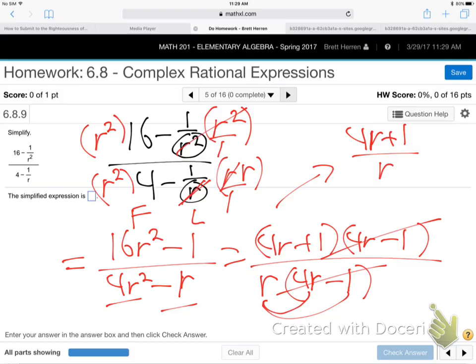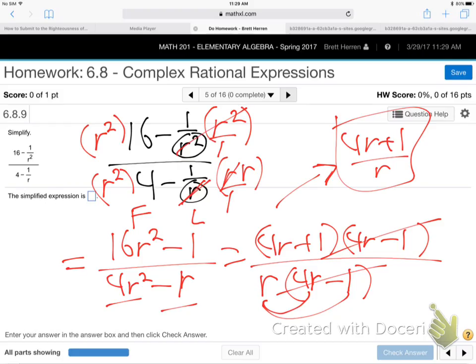Can I cancel those r's? Can I go like this? No, that top is a glued package, all or nothing. I can't buy it all, so I buy nothing. So we're just done right there, right? 4r plus 1 over r. That's the answer. That makes sense? That was a hard one. No questions? We good on that one?